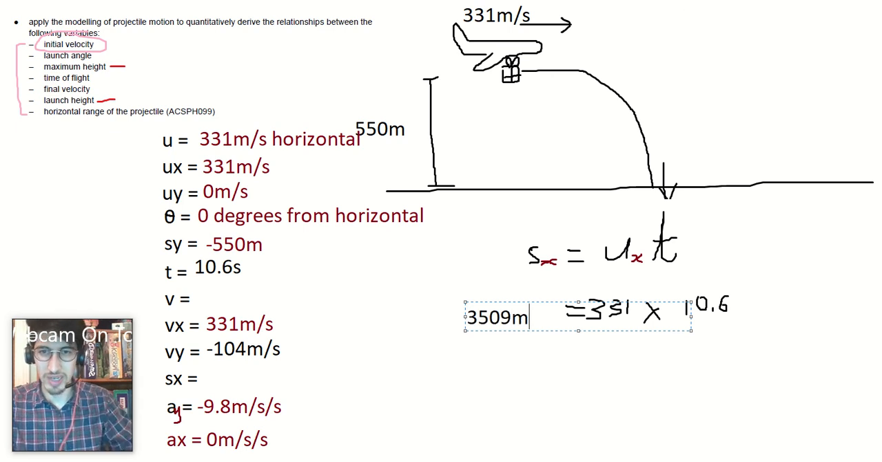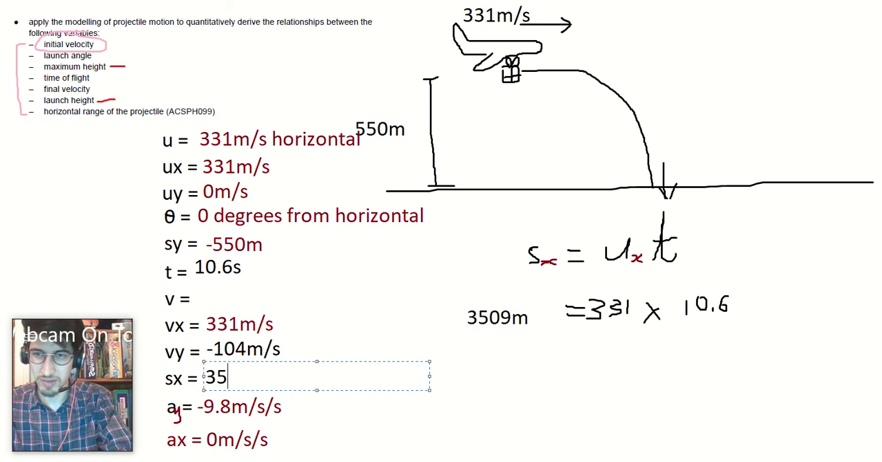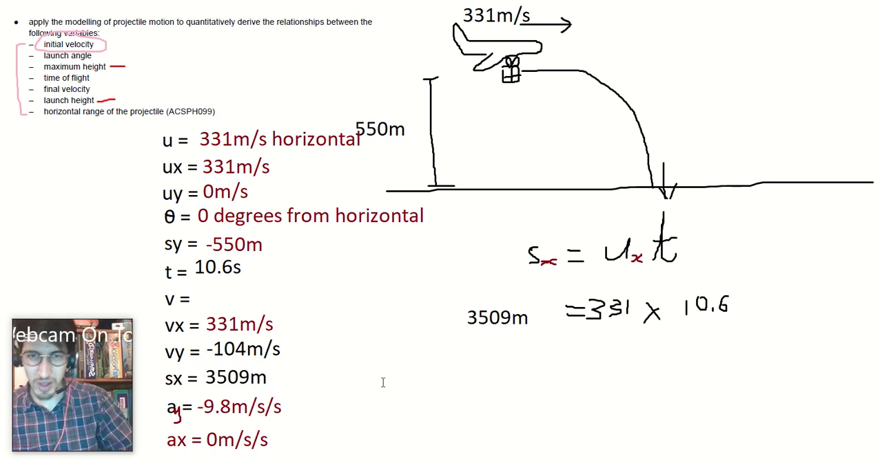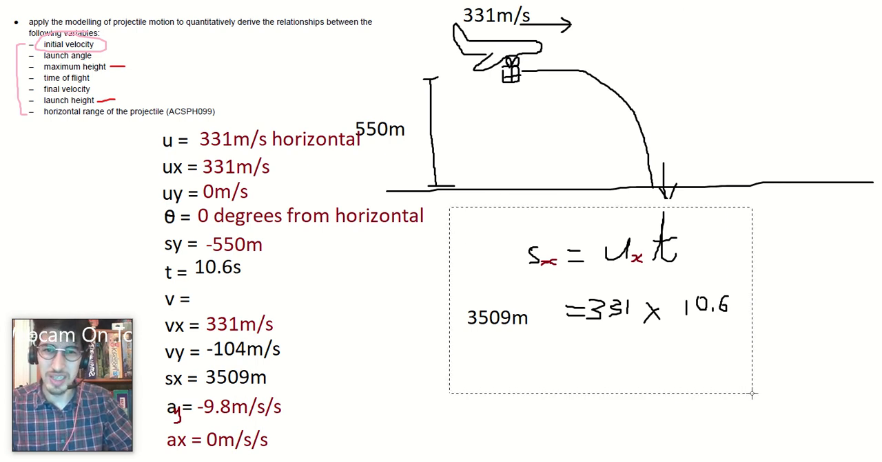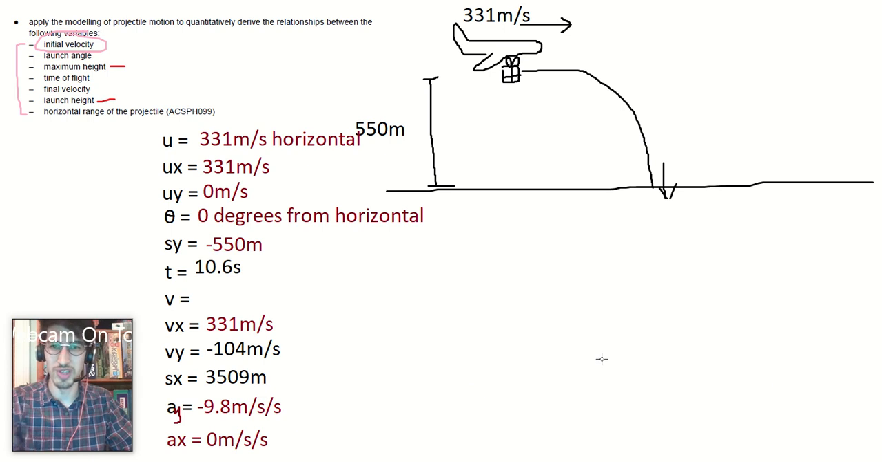3,509 meters. Good for Sx here, 3,509 meters. That's the horizontal range. The only thing left to do, and sadly the hardest thing to do, is going to be getting this final velocity. The hardest thing really is picking the right equation for the situation. But when I say hardest for me, it's going to be writing by hand everything in this space.